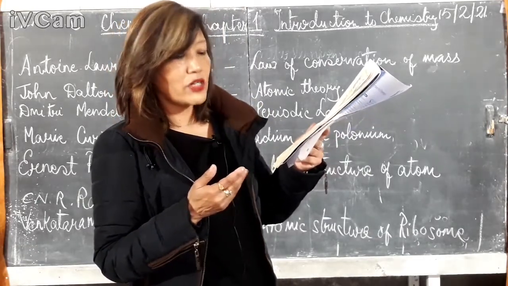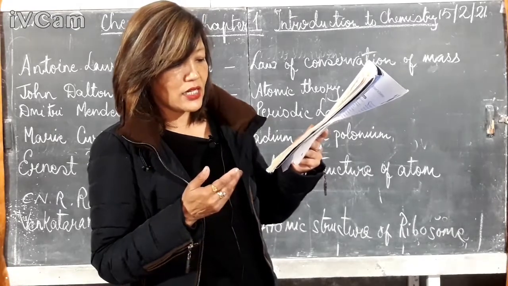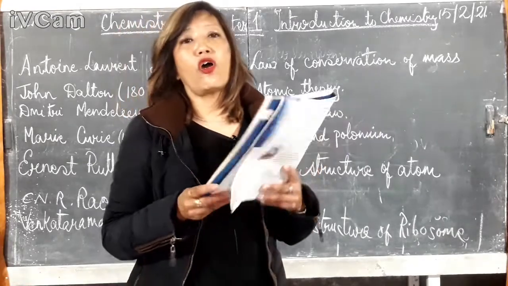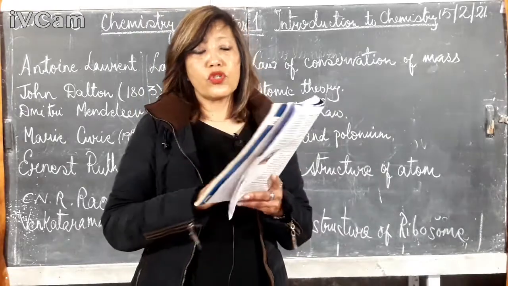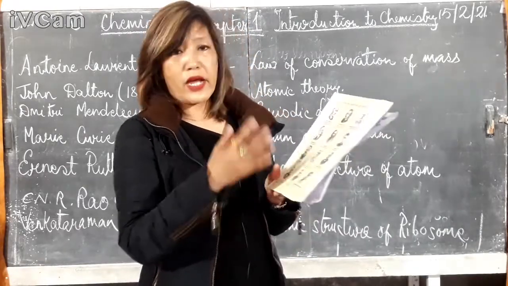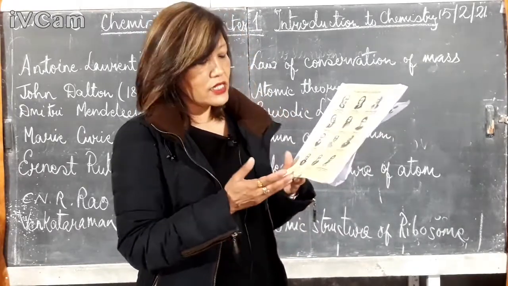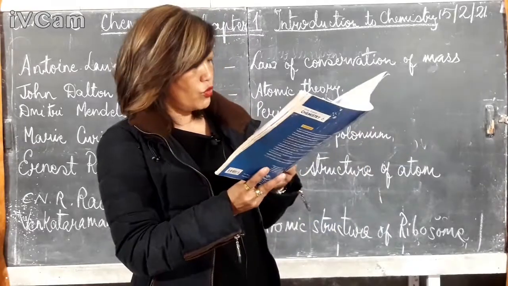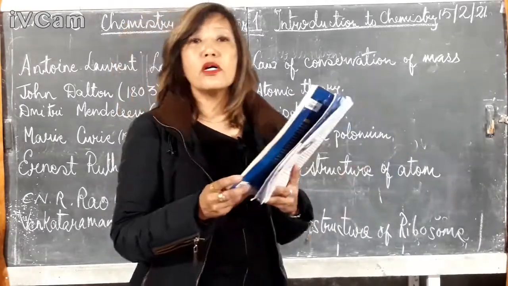Then Venkataraman Ramakrishnan studied the structure and function of ribosomes. So these were the inventions done by the famous scientists. I just want all of you to go through this page, which is page number 6.